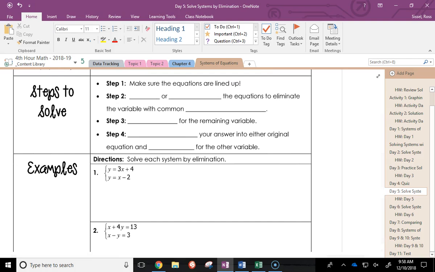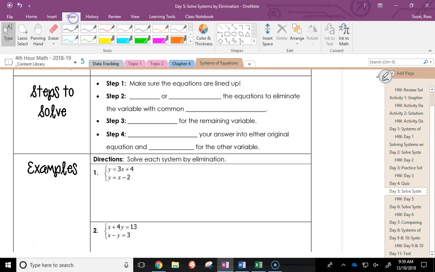Step 1, you must make sure the equations are lined up. So you have to have them solved the same way. So x is underneath x, y is underneath y, and our constant is underneath our constant. Step 2, for those that did not get this copied down yet. Step 2 is to add or subtract the equation to eliminate the variable with common coefficients.